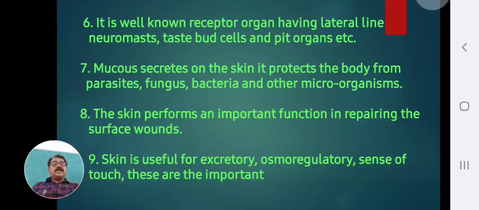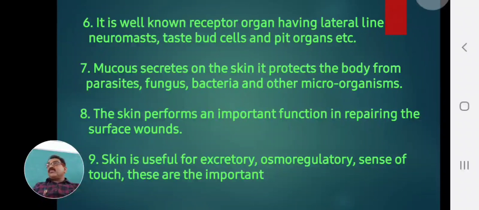All these changes are noted by neuromast organs. Taste is detected by taste bud cells and pit organs, and hence the skin acts as a well-known receptor organ. Mucus secreted on the skin protects the body from parasites.